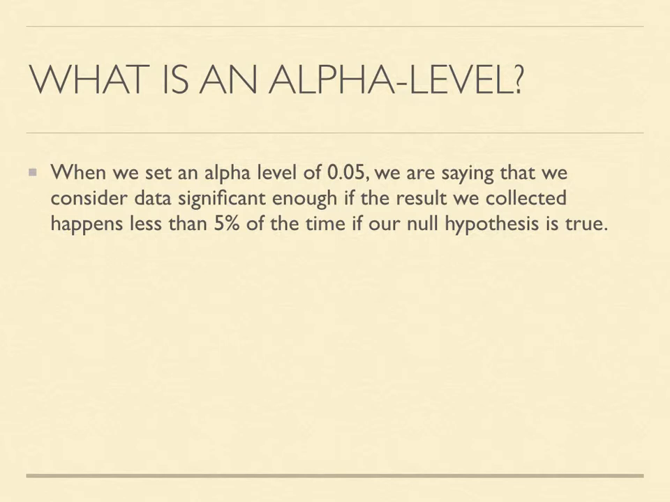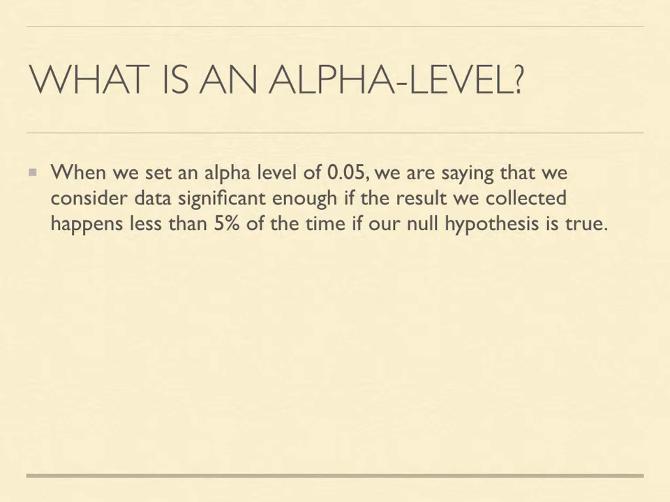So what is an alpha level? Well, an alpha level is sort of like a boundary we set. Usually you'll see an alpha level of 0.05. So basically, we are saying that we consider data significant enough if what we get happens less than 5% of the time, if our null hypothesis is true.